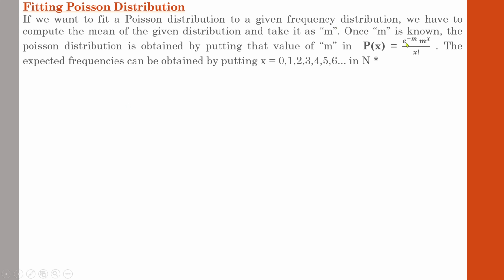Once m is known, the Poisson distribution is obtained by putting that value of m in P(x) equals e raised to minus m into m raised to x by x factorial. We know this equation. This is a formality with regard to the theoretical concept of fitting a Poisson distribution. The expected frequency can be obtained by putting the value of x, which will be given, and multiplying N with this equation, you will get the expected frequencies.